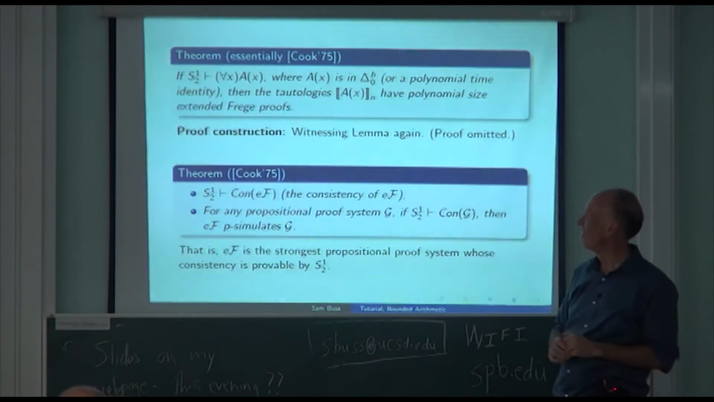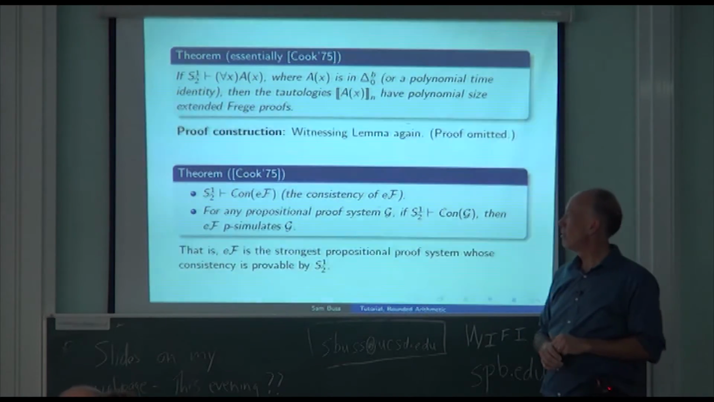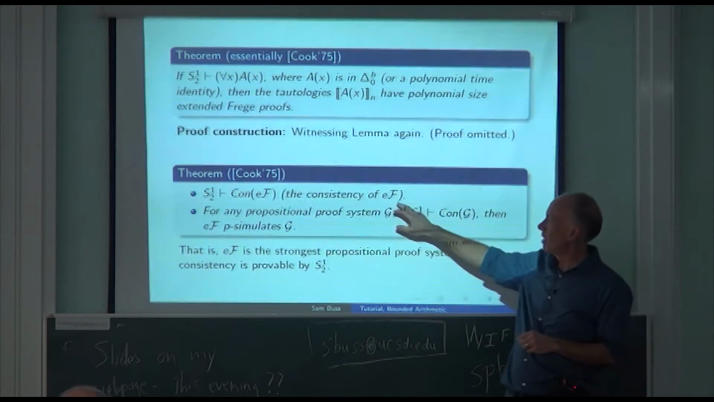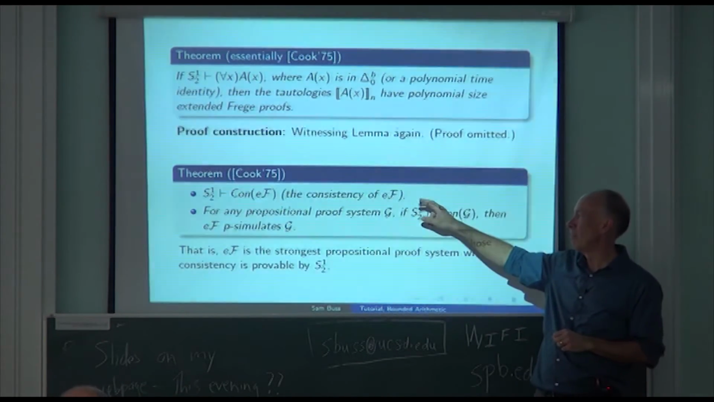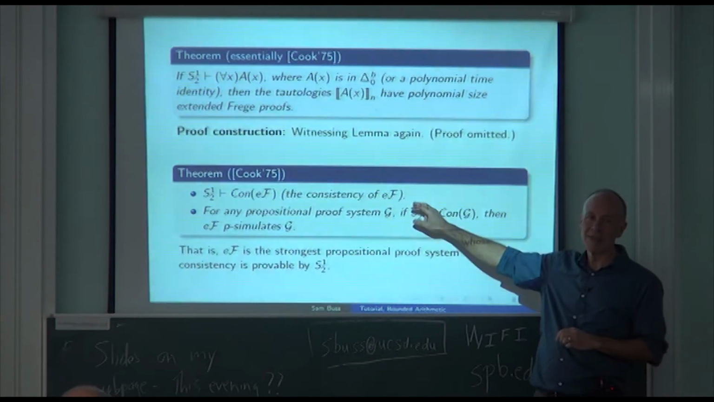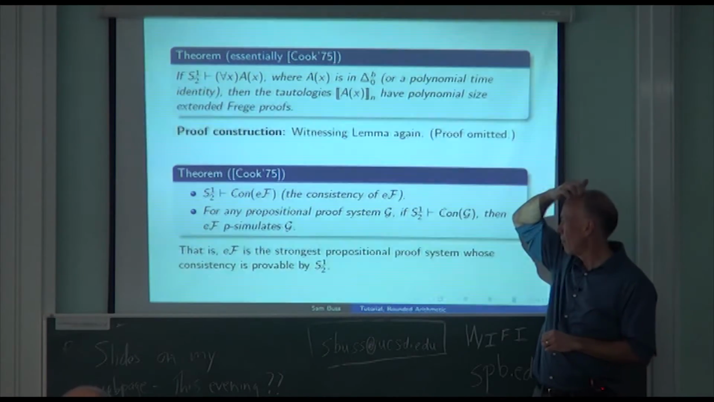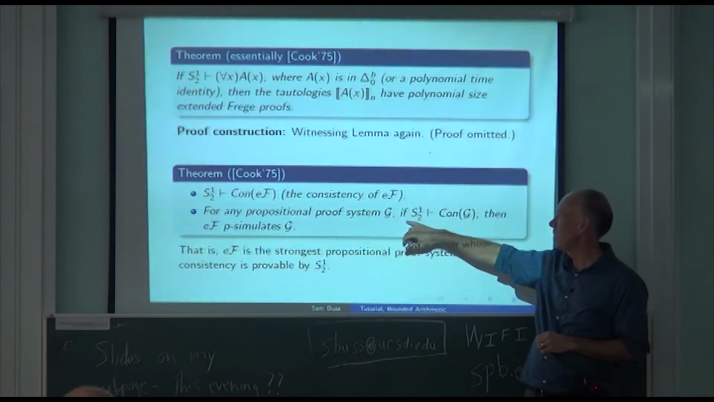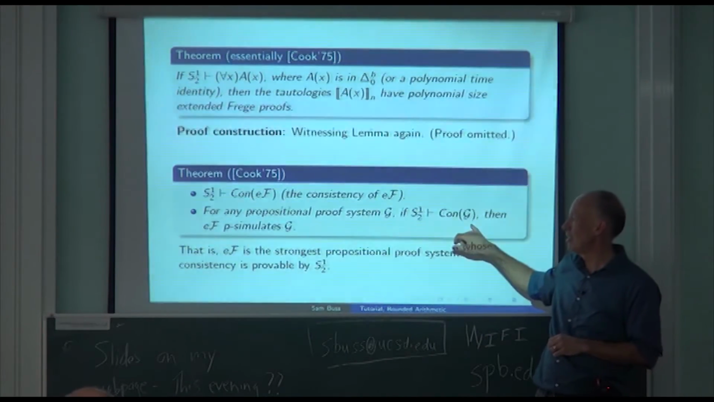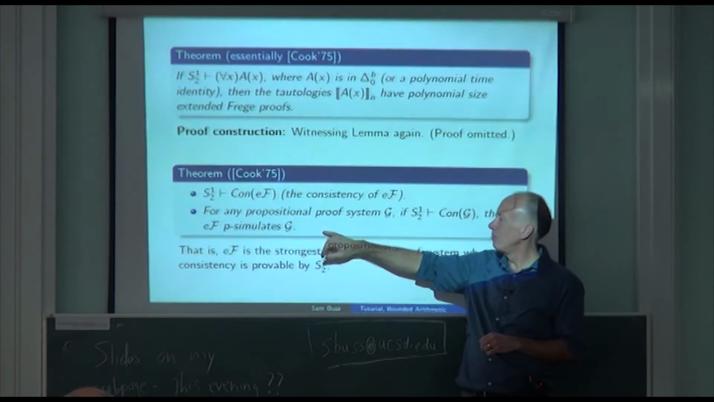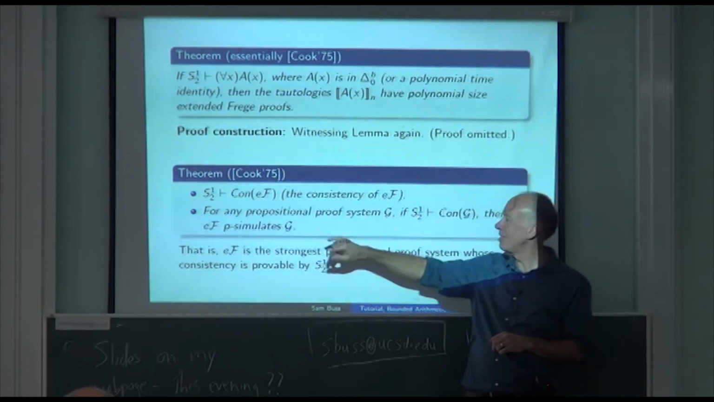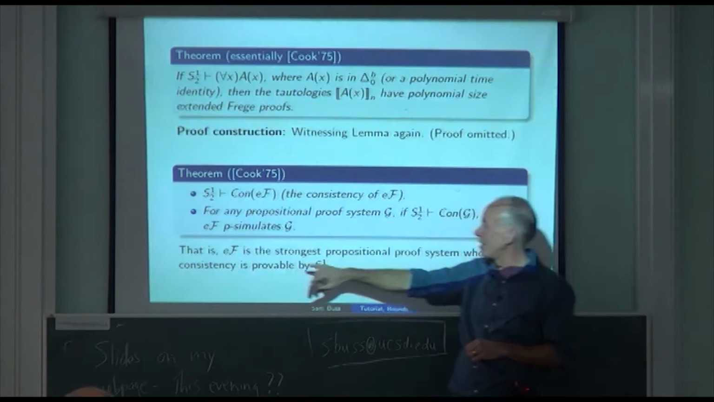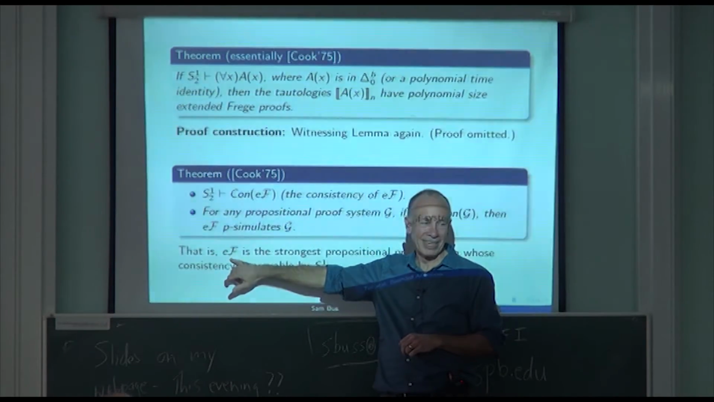Okay. Cook actually proved more than this. He showed, not hard to show, that PV, well, he did it for PV, but let's say for S12, the consistency of extended Frege proofs can be proved in S12. So you can prove there's no extended Frege proof of the statement x and not x for some propositional variable x. Okay? And furthermore, if you have a propositional proof system G, if S12 proves the consistency of G, then the extended Frege system EF simulates G. Oh, I see I left off, EF stands for extended Frege. I don't think I said that before, but this is the short way to say extended Frege.